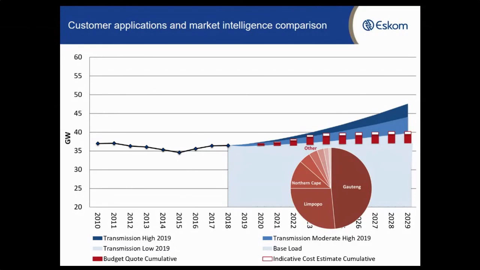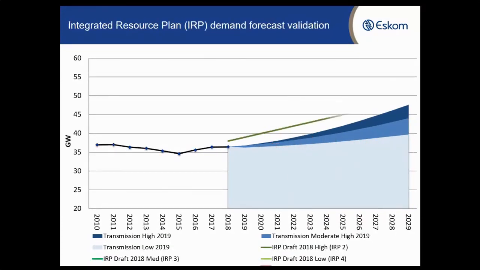So that is showing us that there is a definite demand. We need to be able to service that to enable that growth in our country. Looking at extra additional market intelligence and unconfirmed applications, we can see that there's definite growth out there. Right, so this is part of our validation. Then lastly, we look at our IRP and we validate what our forecast looks like against the IRP and the national plans.